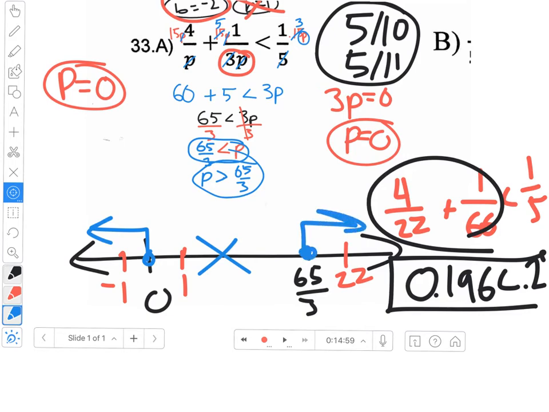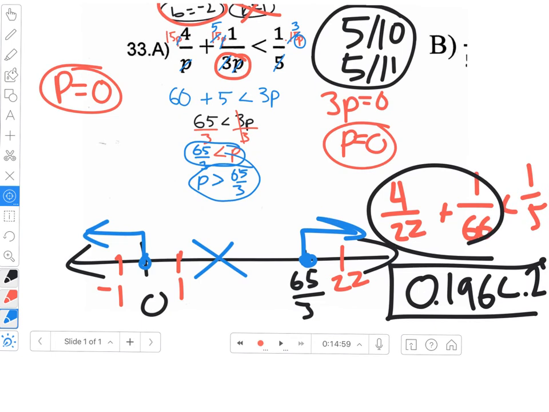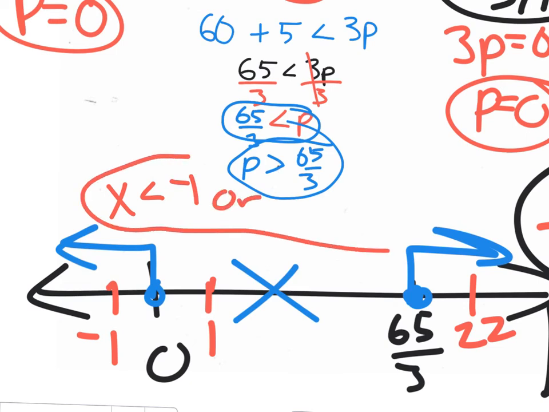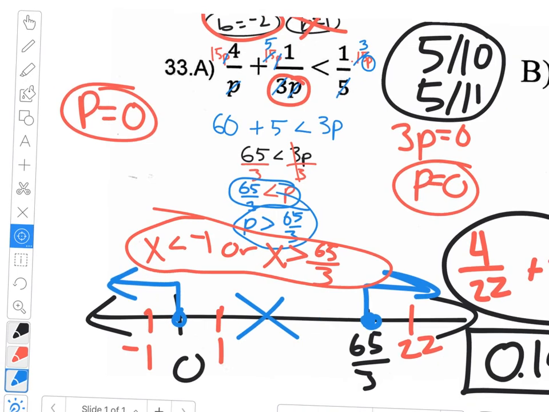So these inequalities are pointing away from each other, right? So we're going to have to write them as 2 separate inequalities with the word or between them. So zooming in, our final answer is going to be x is less than -1, or x is greater than 65 over 3. So that's your answer right there that you'll find on the multiple choice.